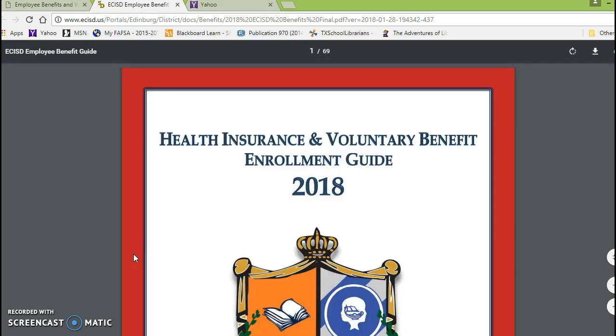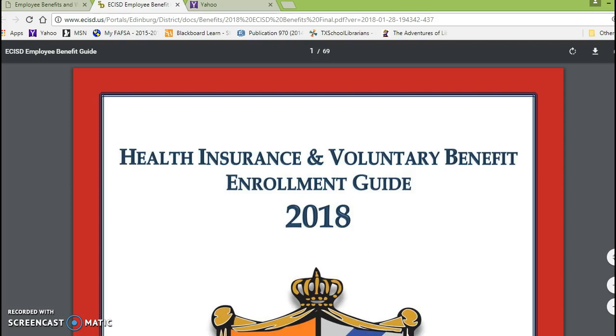This has over 69 pages, kind of lengthy. And on this PDF, you can find all the information about all the insurances you have: Ameritas, dental, vision, health. You can find all the information that you're looking for.